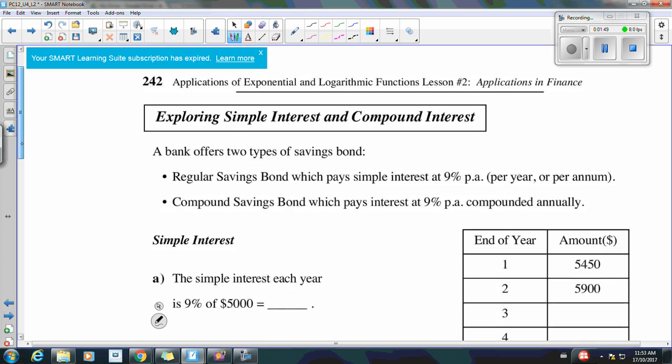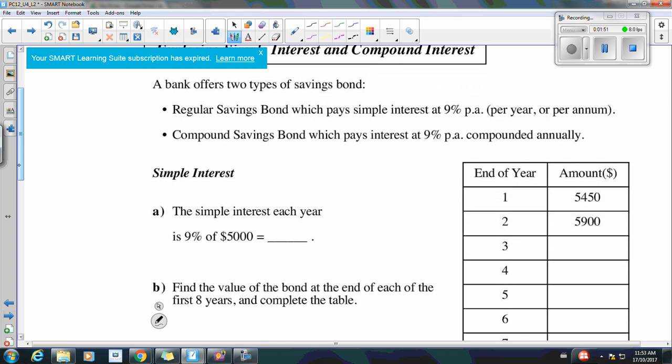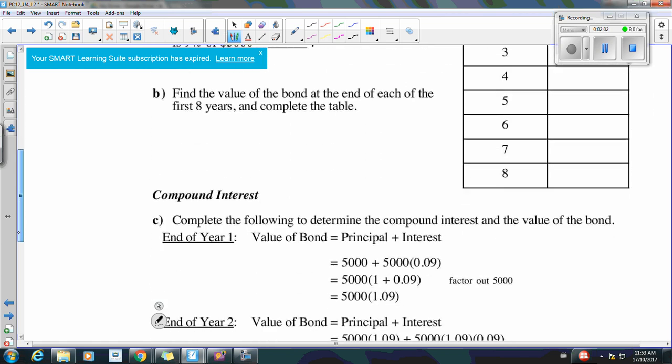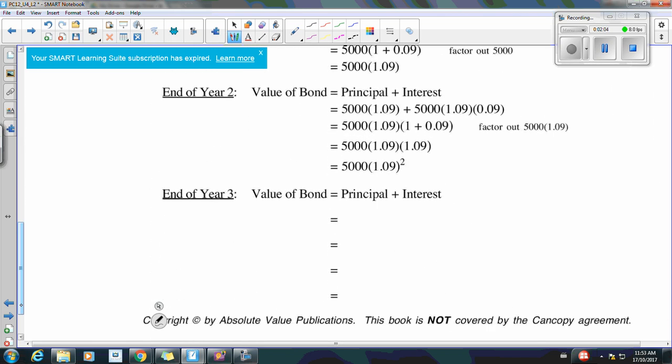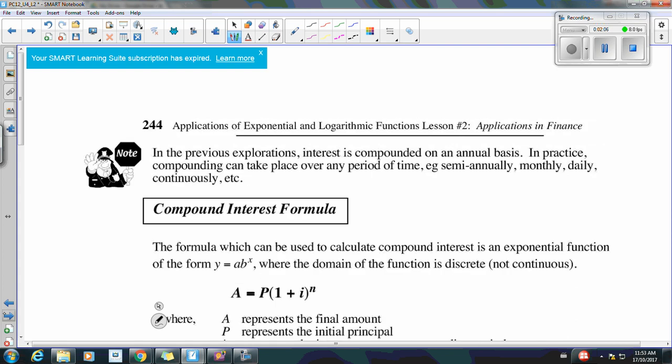So the biggest difference between compound interest and simple interest is that with compound interest, you pay interest on top of interest. Simple interest is always calculated on the initial amount, so compound interest goes up much more quickly. Okay, we're going to skip the investigations and we're going to go to the examples here.